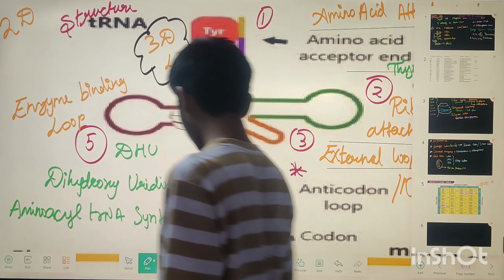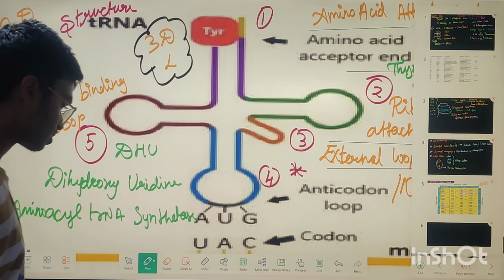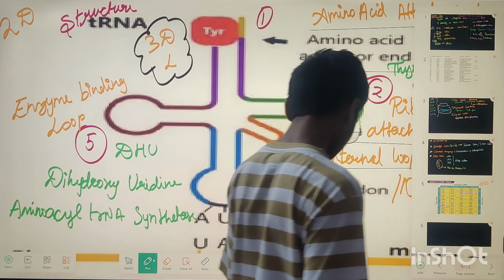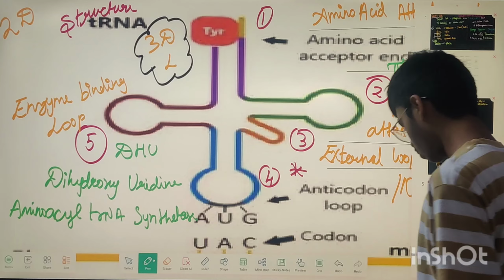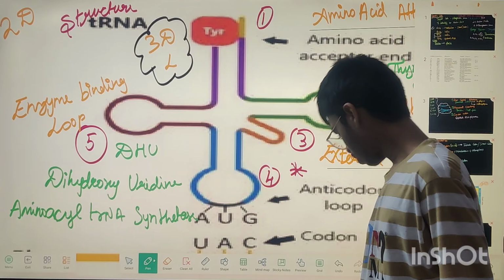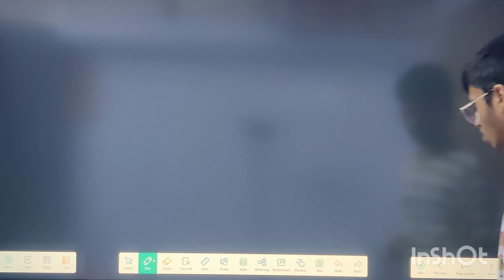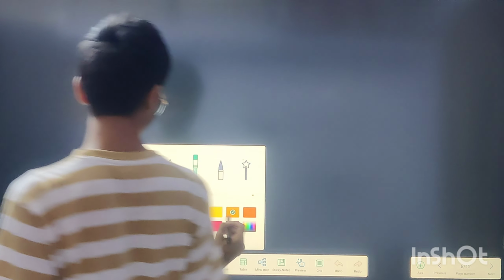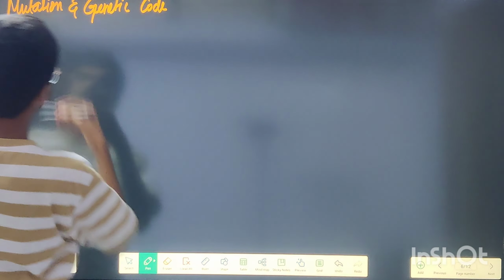So after this, what are we having? We are having translation. Sorry, before translation, we have to see mutation and the genetic code. What are this mutation and this genetic code? A very simple process. The best example for this is sickle cell anemia.